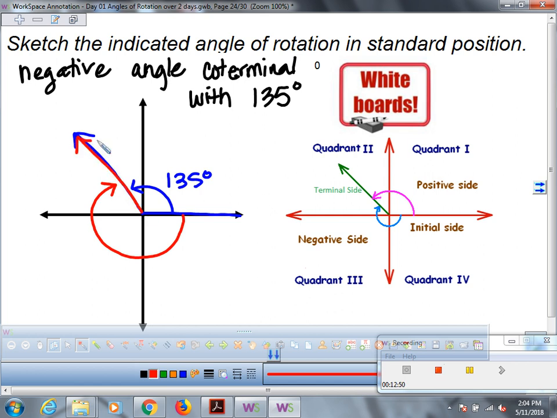So that angle is 180, right, plus 45 more? That's one way to look at it. It's what?